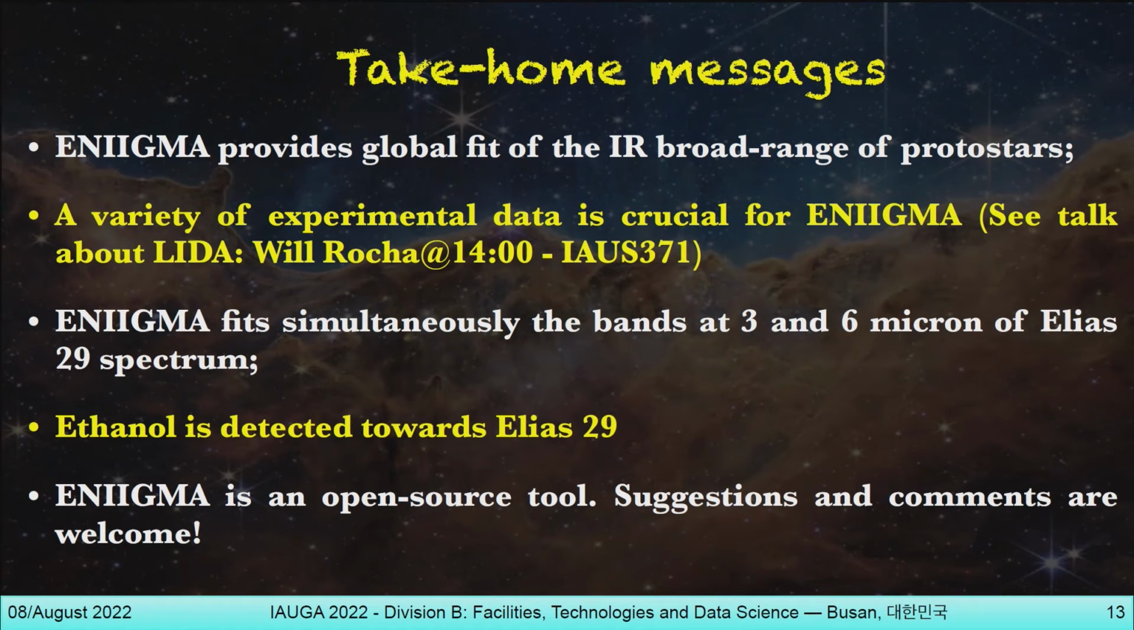So my take-home message is that ENIGMA provides a global fit of the infrared broadband range of protostars. A variety of experimental data is crucial for ENIGMA, and for this I also want to invite you to my talk tomorrow about the Leiden ICE database. It was already mentioned today by Professor Cornelia, but I'll give a little bit more detail. Also, ENIGMA fits simultaneously the bands at 3 and 6 micron features, which has not been possible before. Ethanol is possibly detected toward this source, and ENIGMA is also an open source tool, so if you want to use it, or even give suggestions and comments, they are very welcome.